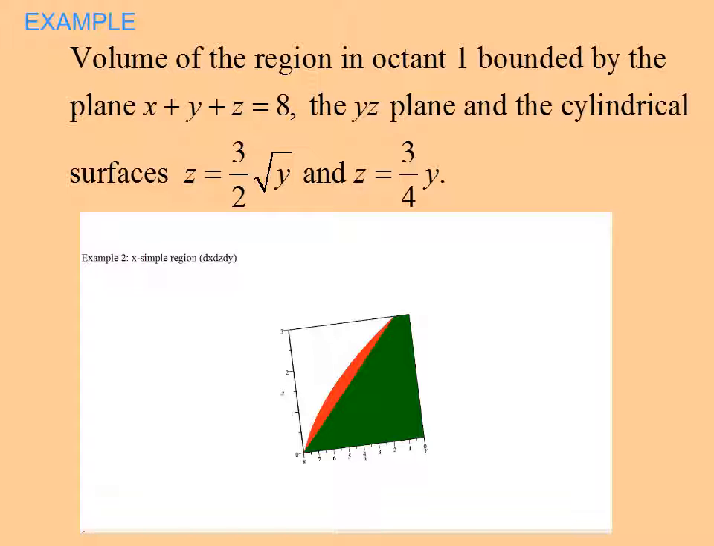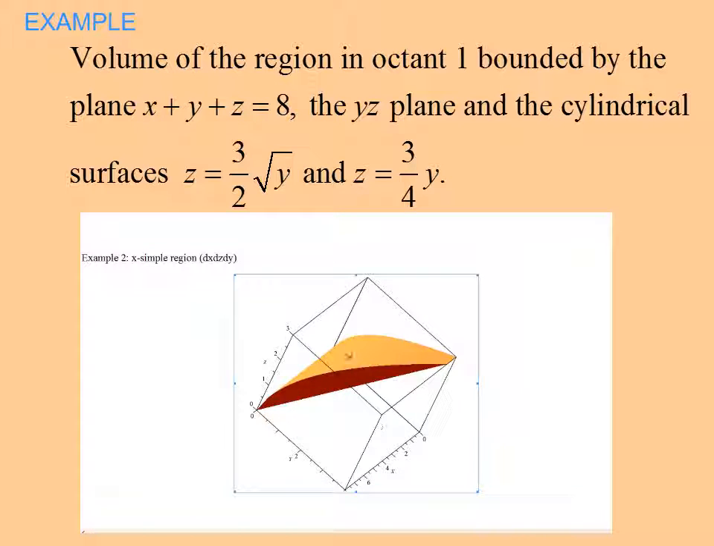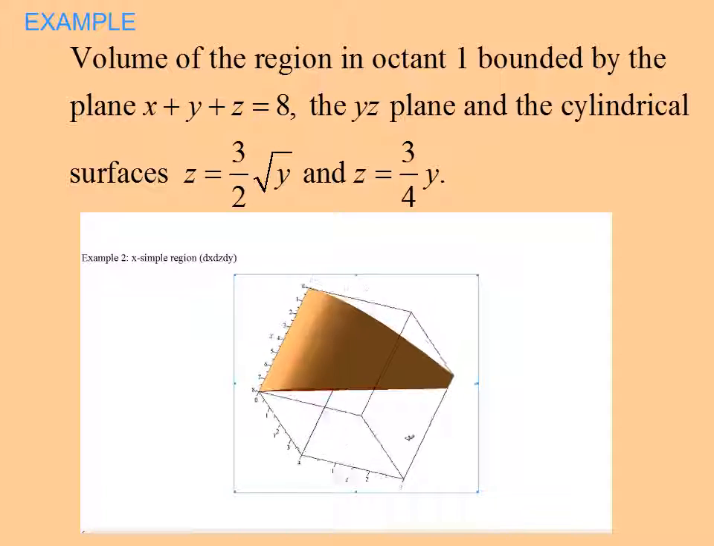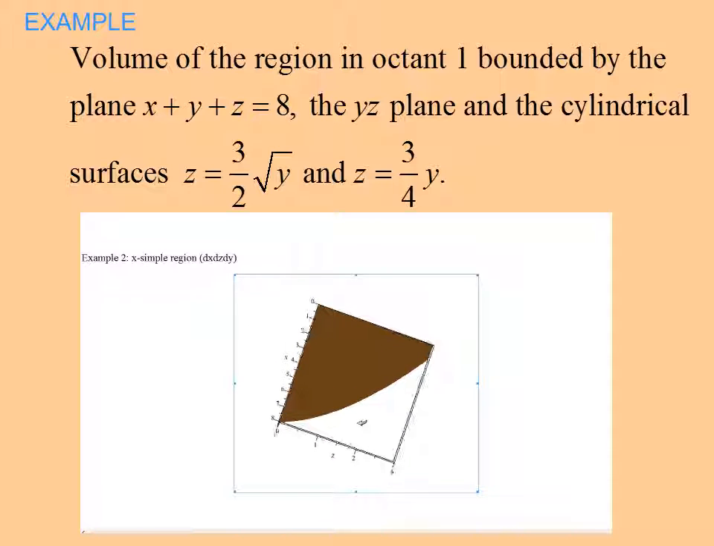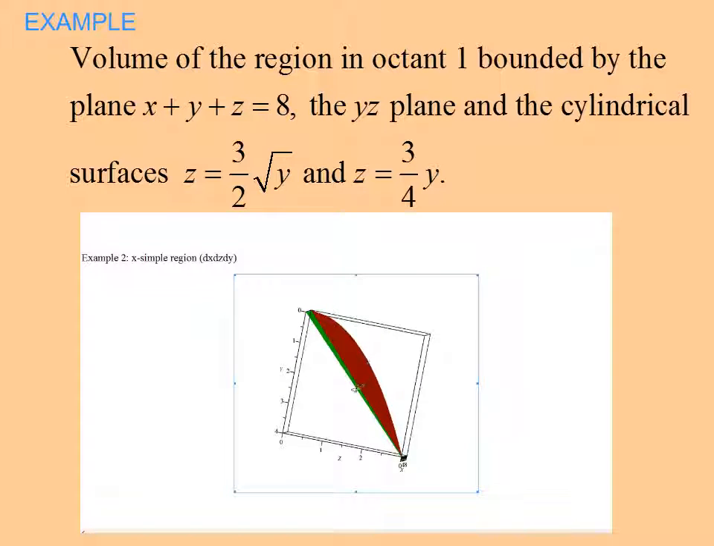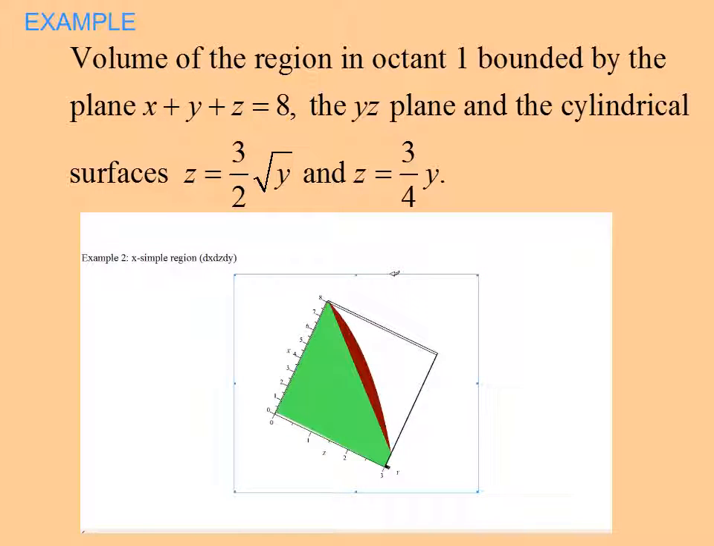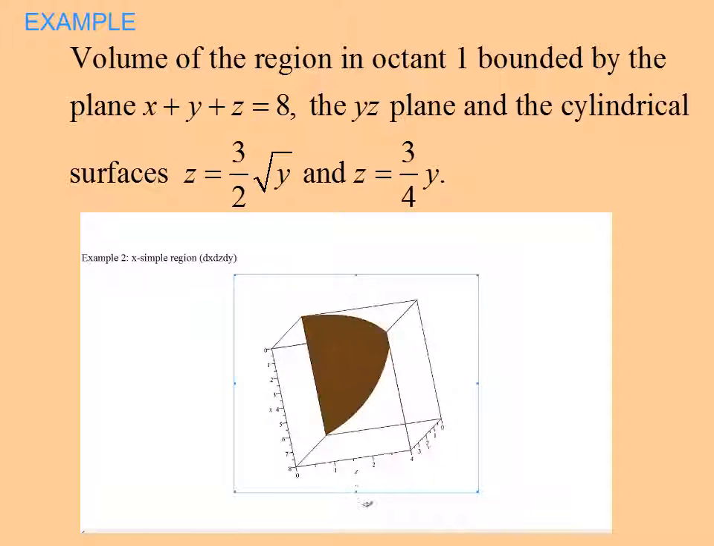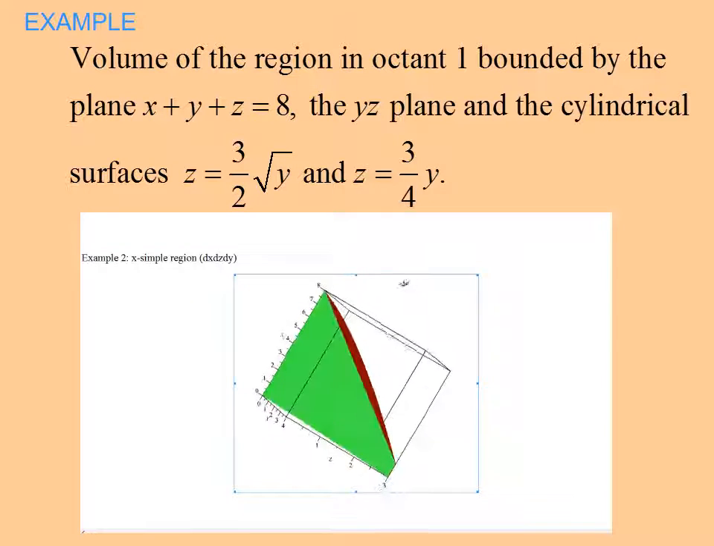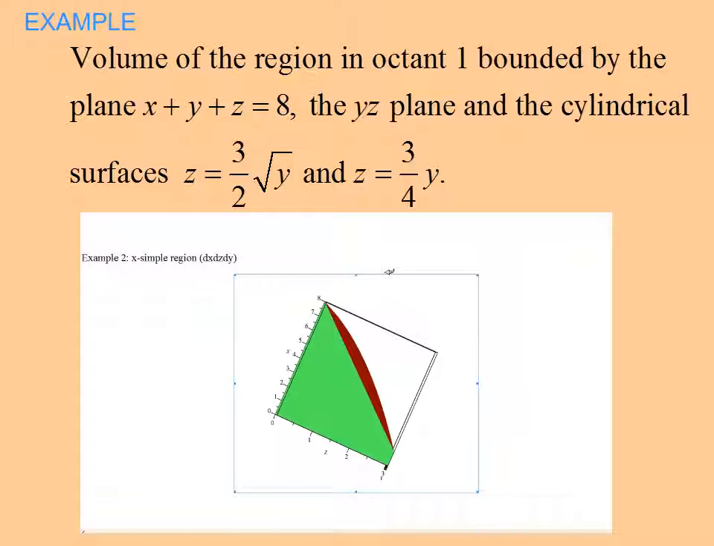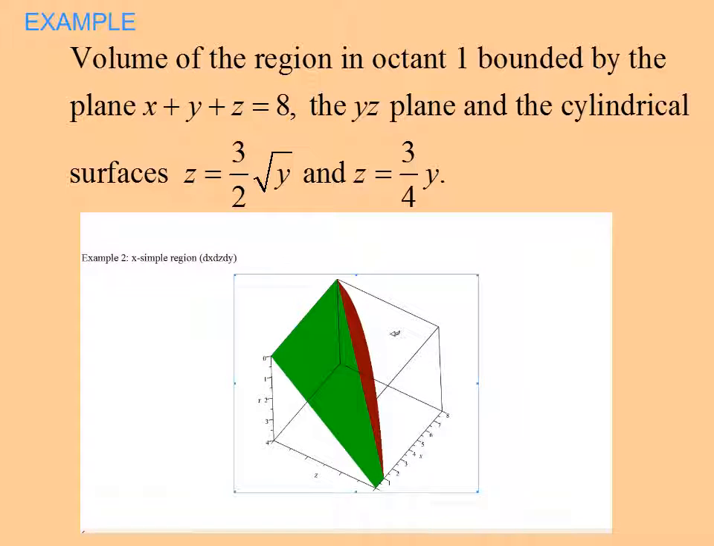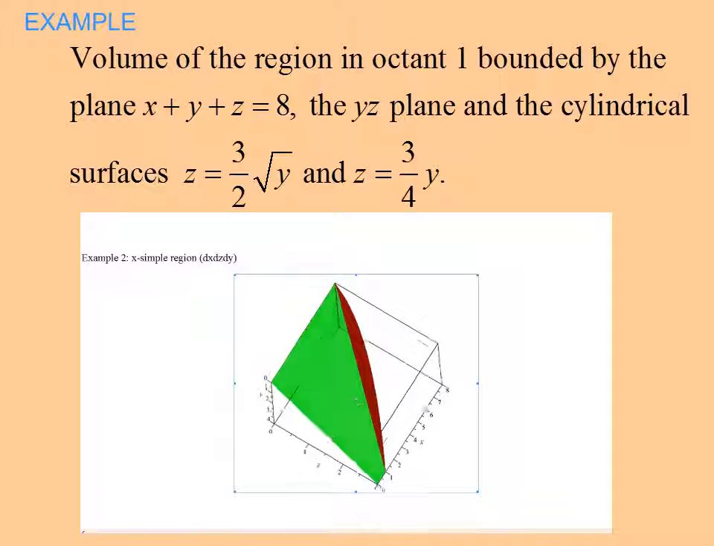Looking at the other end of the y-axis, we see only the gold surface. So we'll have some lines that go from the gold surface to the green surface, and some lines that go from the gold surface to the red surface. That is not y-simple. Let's do the same thing with the z-axis.